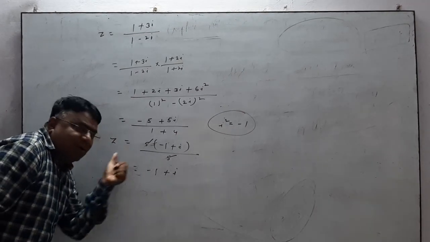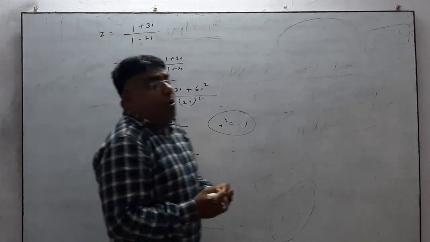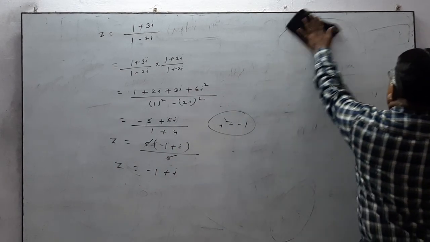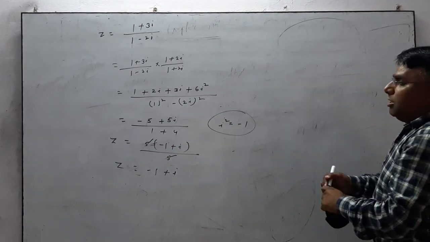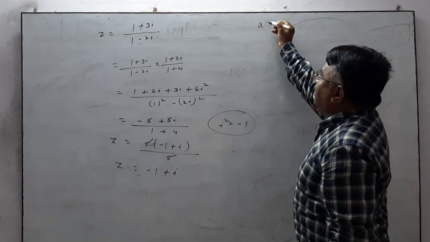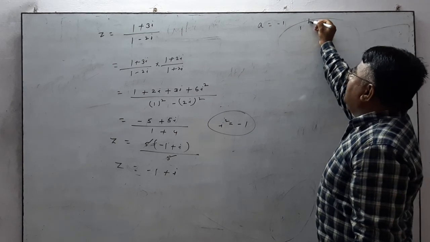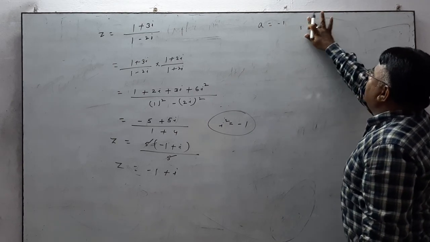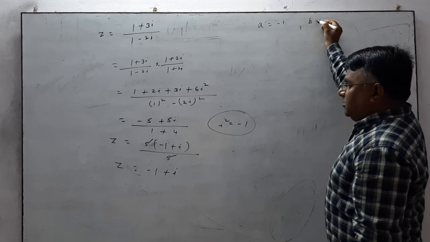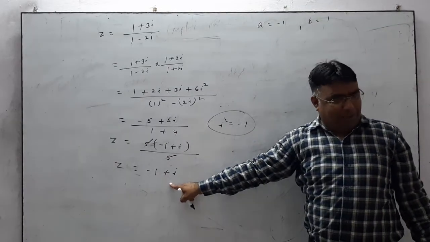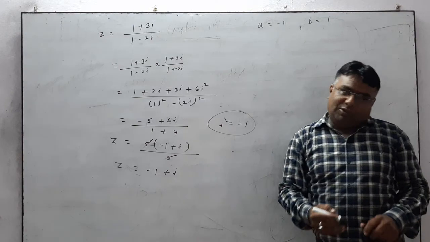And what is the real part and what is the imaginary part? Any complex number in a plus iota b form, where a is the real part and b is the imaginary part. So what is the real part a? The real part a is minus 1. And what is the imaginary part b? The imaginary part b is plus 1. This is the coefficient of iota. This is the imaginary part. And the real part is without iota.